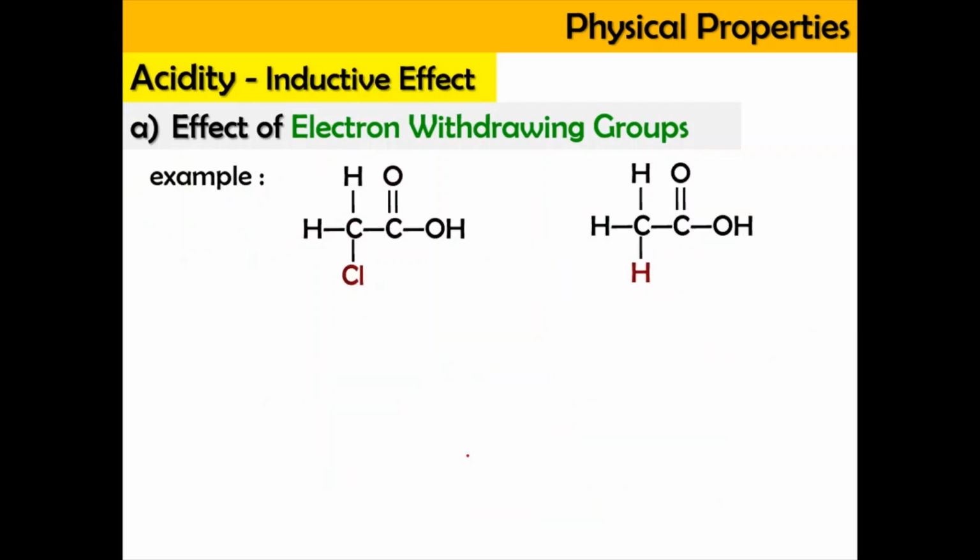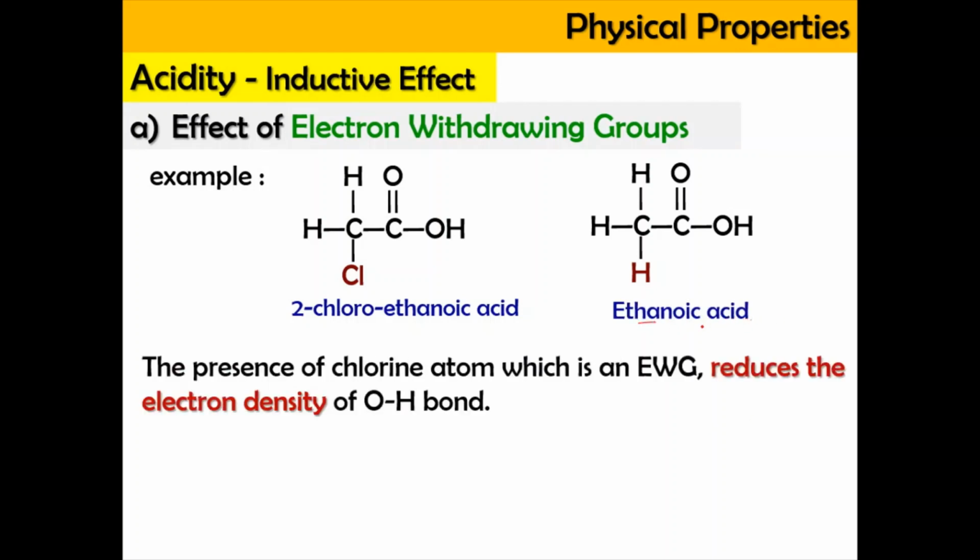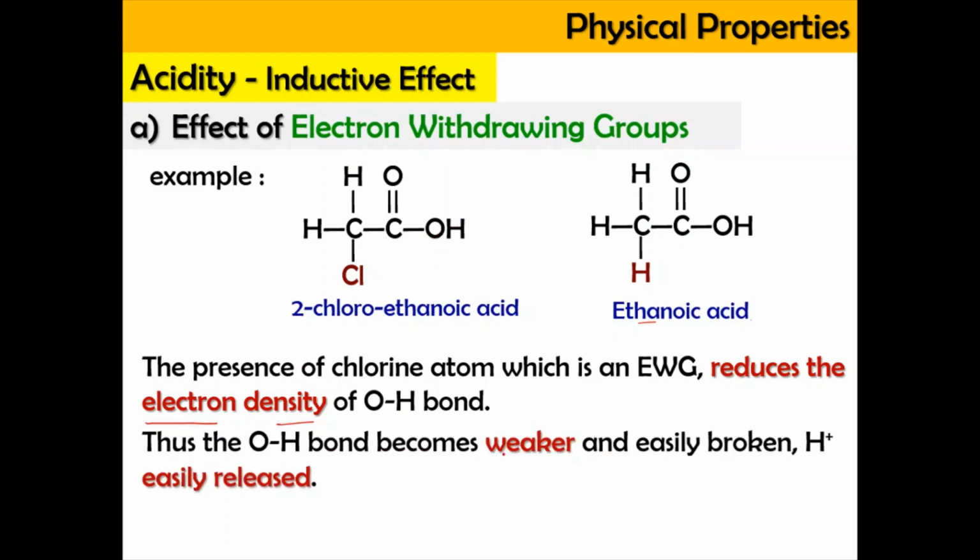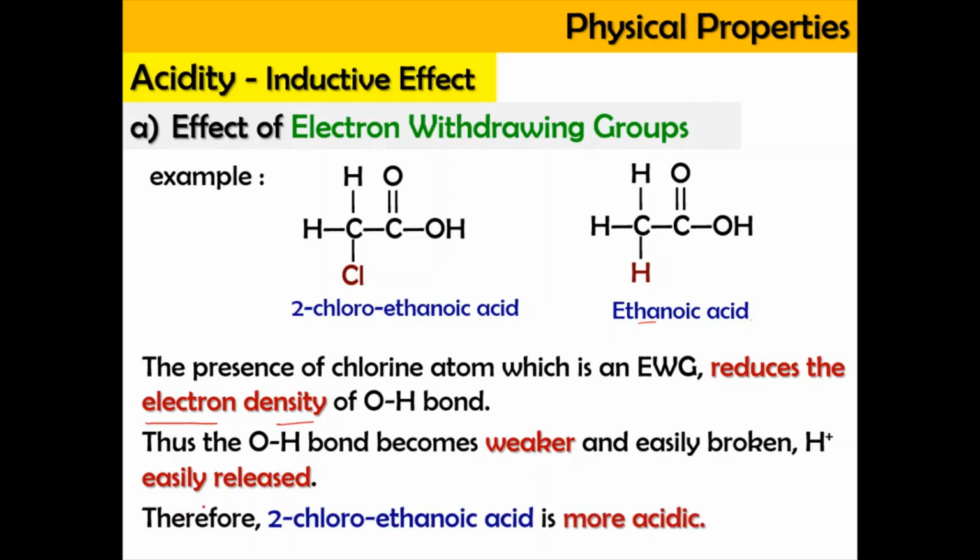All right, so now let us look into the example here. Let's say we have 2-chloroethanoic acid, and here we have ethanoic acid. The presence of the chlorine atom, which is an electron withdrawing group, reduces the electron density of the OH bond. So the OH bond becomes weaker and easily broken, and H plus will be released much more easily. So we can say that 2-chloroethanoic acid will be much more acidic in comparison to ethanoic acid.